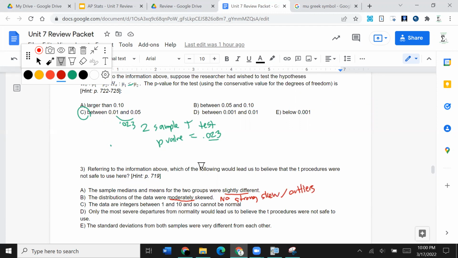The data are integers between 1 and 10, and so cannot be normal. That's not true. The numbers have nothing to do with the data being normal, so go ahead and cancel that out. Only the most severe departures from normality would lead us to believe the T procedures were not safe to use. So that's talking about strong skew or outliers. And of course, that's the one that is going to be your answer, because anytime you have strong skewness or outliers, that's going to depart from that normal condition being met. The standard deviations can be different from each other, so don't worry about that. It really has to do with that normal graph in this situation.